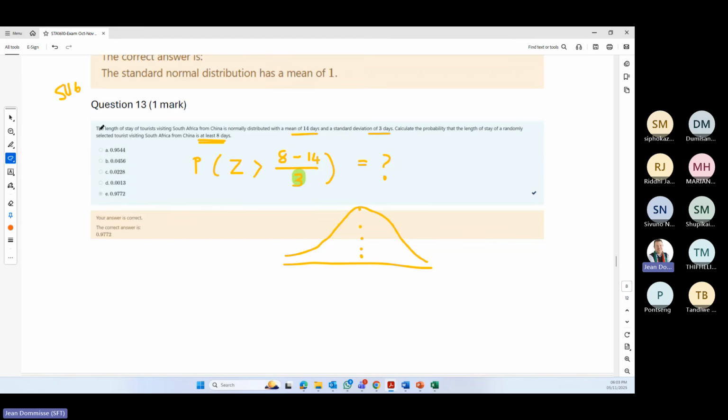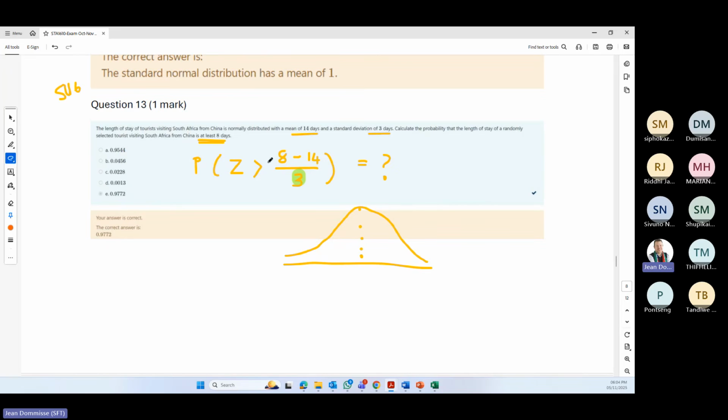So let's look. The length of stay of tourists visiting South Africa from China is normally distributed with a mean of 14 days, standard deviation of 3. Calculate the probability that the length of stay of a randomly selected tourist visiting South Africa from China is at least 8 days, so more than 8, because 8 or more basically.